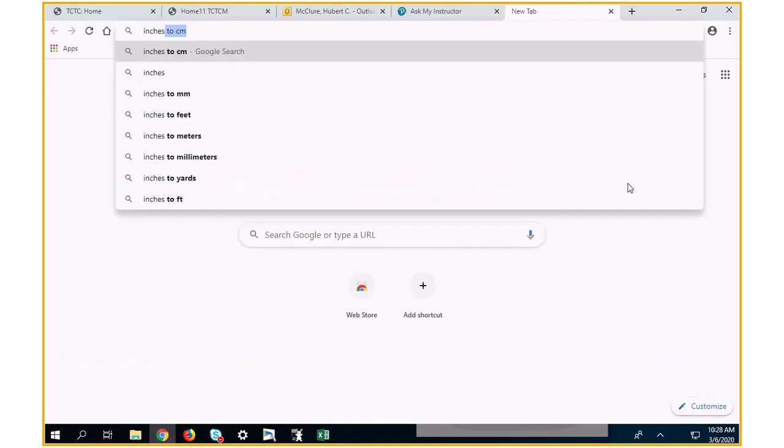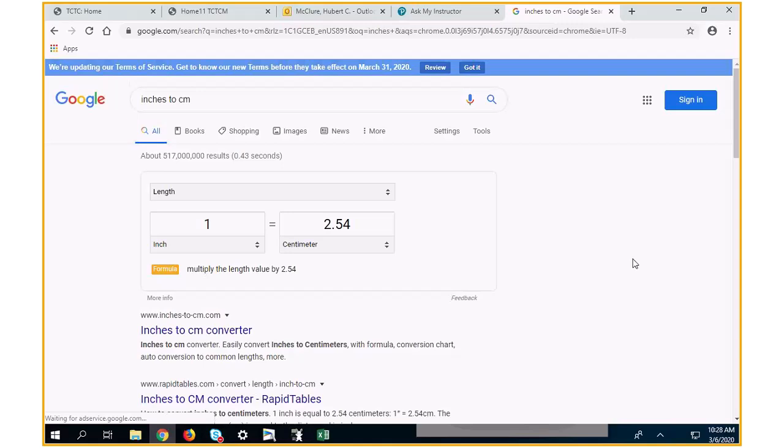How many inches are in a centimeter? Why don't you go to Google and look for it? Inches to centimeters. Oh, look at there, I got it right. 2.54. So that means I need to multiply each inch by what?